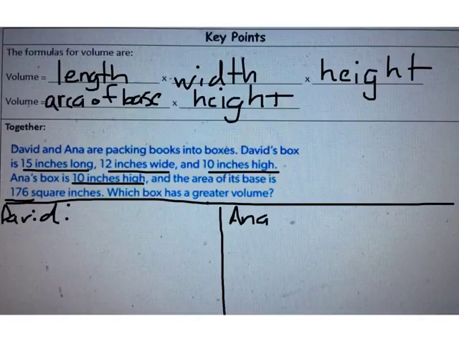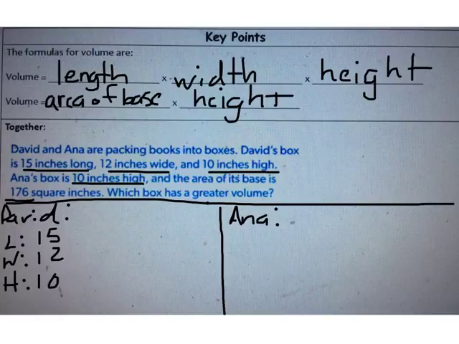Let's think about what we know about each of their boxes. David's box has a length of 15, a width of 12, and a height of 10. Anna's box has a height of 10 and a base area of 176. I can find the volume of David's box by applying the formula volume equals length times width times height.